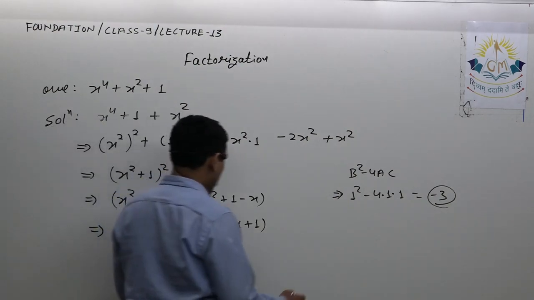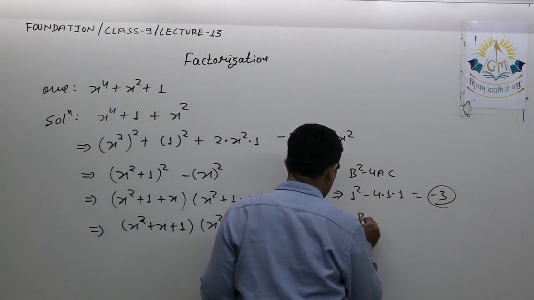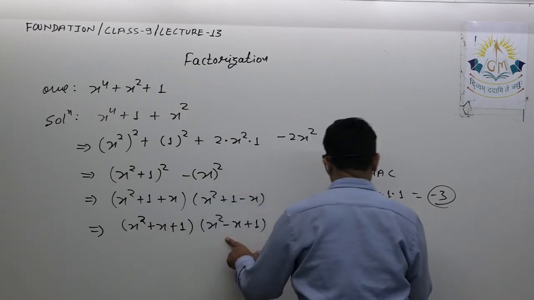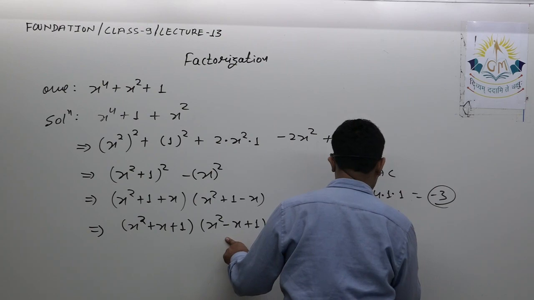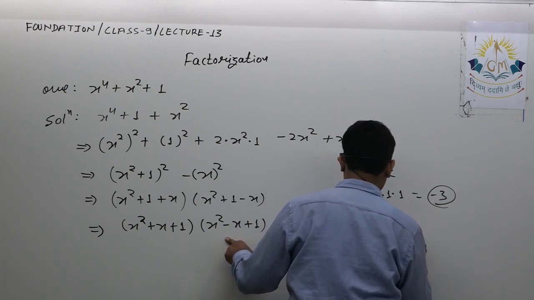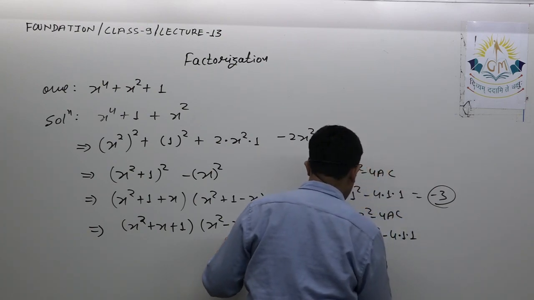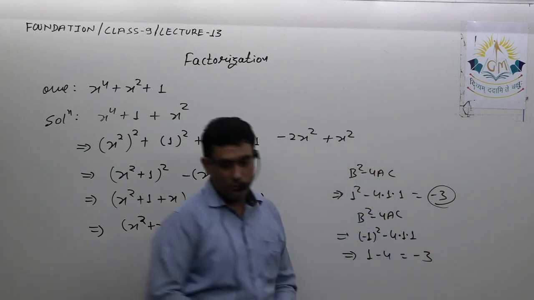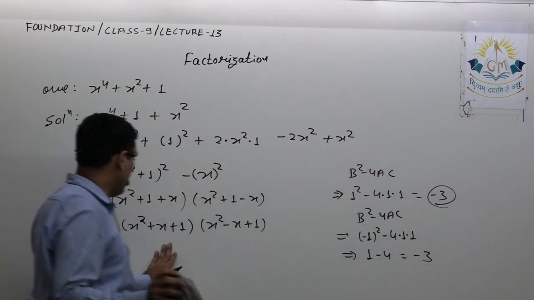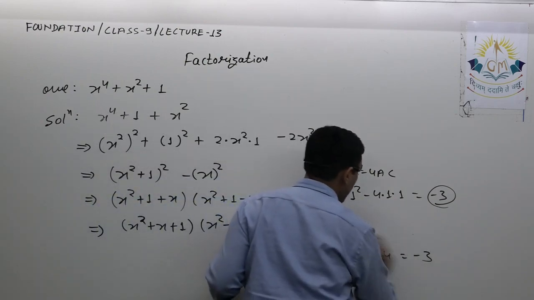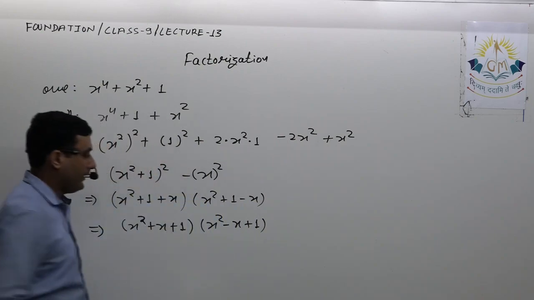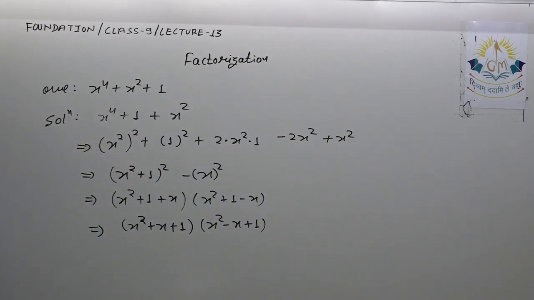Now for this again, if I find b square minus 4ac, that is b square, that is minus 1 square, minus 4 into a into c, that again gives me 1 minus 4, that is minus 3. So again it is not possible to factorize this. That means these two factors remain as they are. So this is my final answer. Please note it down, then we'll see the next question.